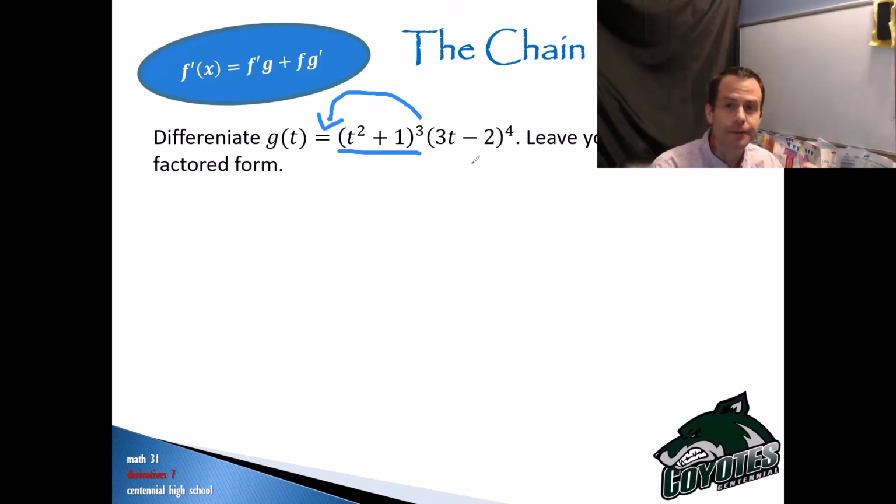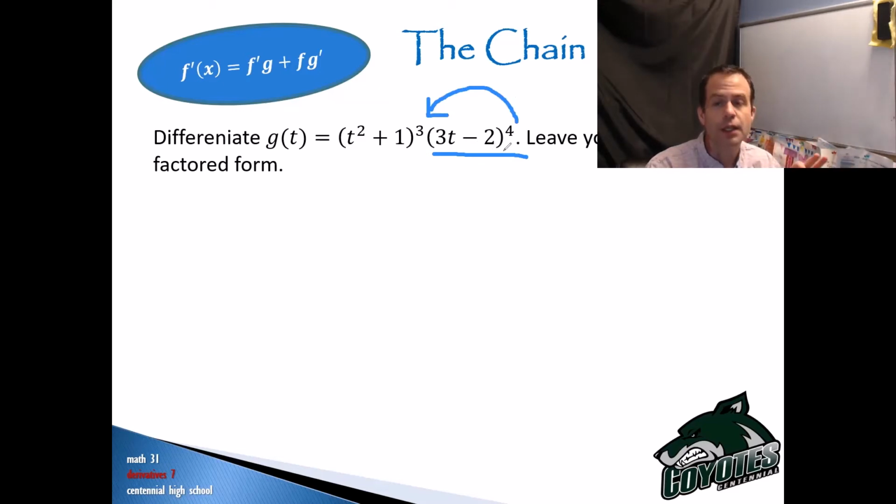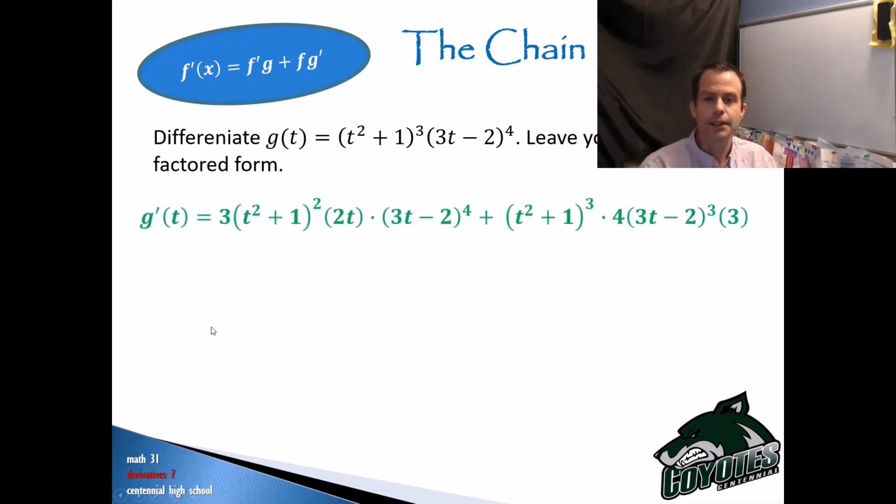plus f, so that would be (t squared plus 1) all to the 3, times the derivative of g. Now the derivative of g would be 4, right? The 4 will come to the front. 4 times (3t minus 2) all to the 3 times the derivative of that inside function, which would be 3. Okay, so that is what I just said.